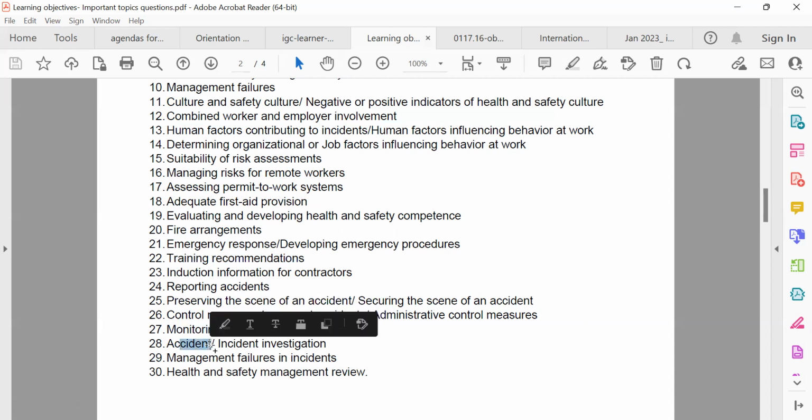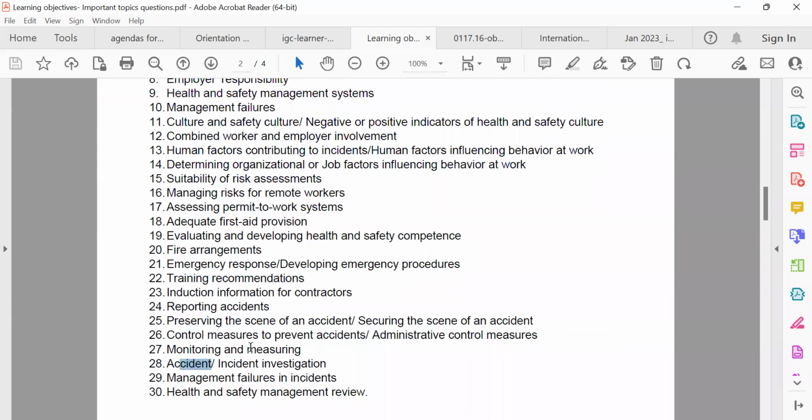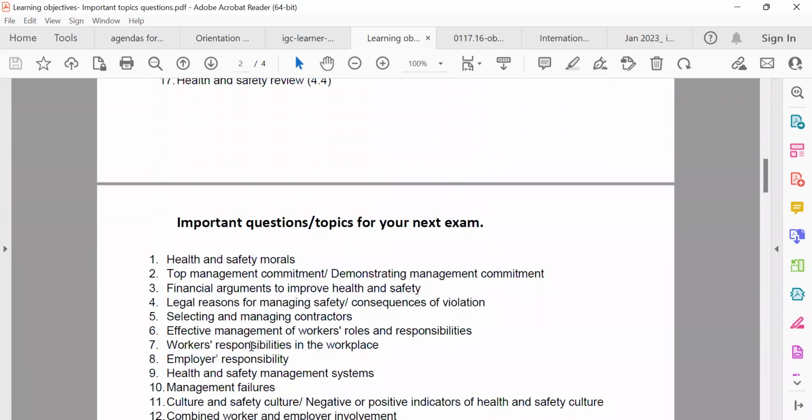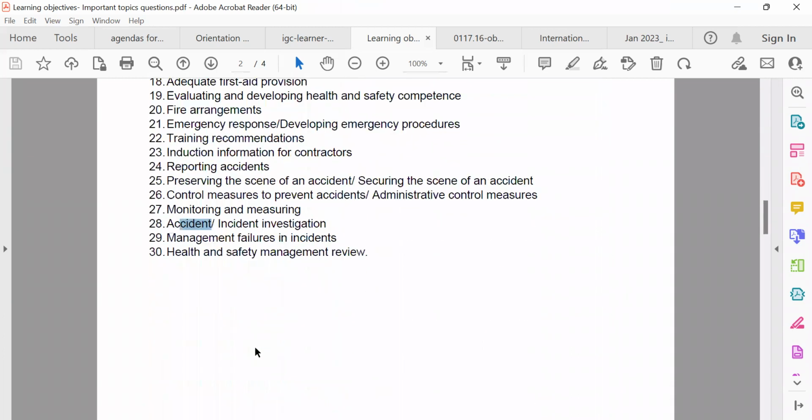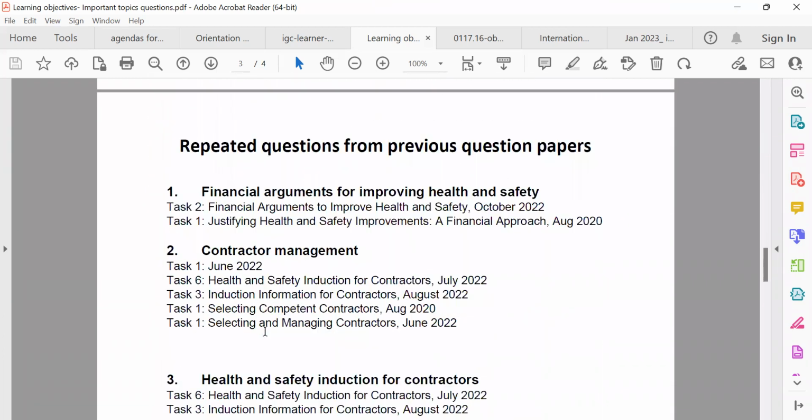And regarding accident and incident investigation, there are some questions. Management failures that could lead to an incident or an accident, health and safety management review. That's all. So these are the 30 important topics for your next examination, and I'm sharing repeated questions from the previous question papers.